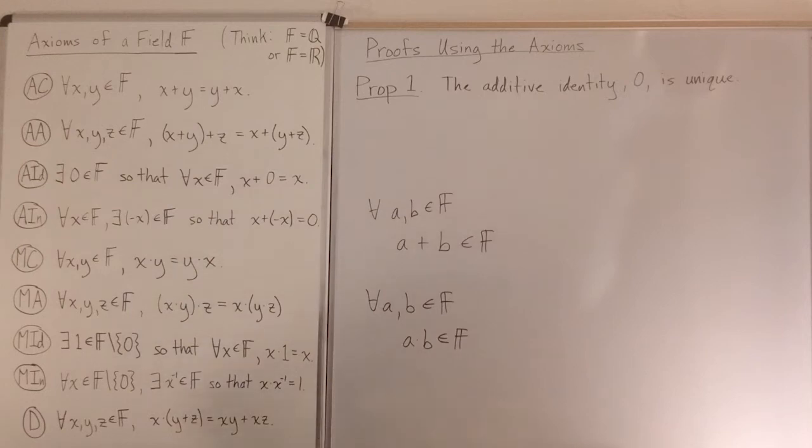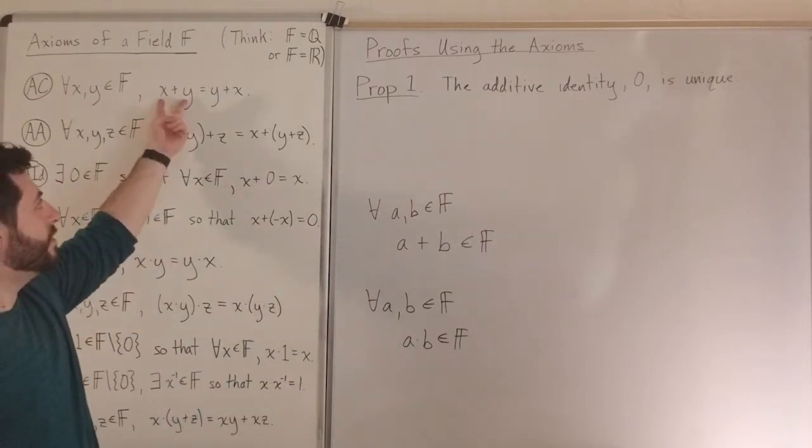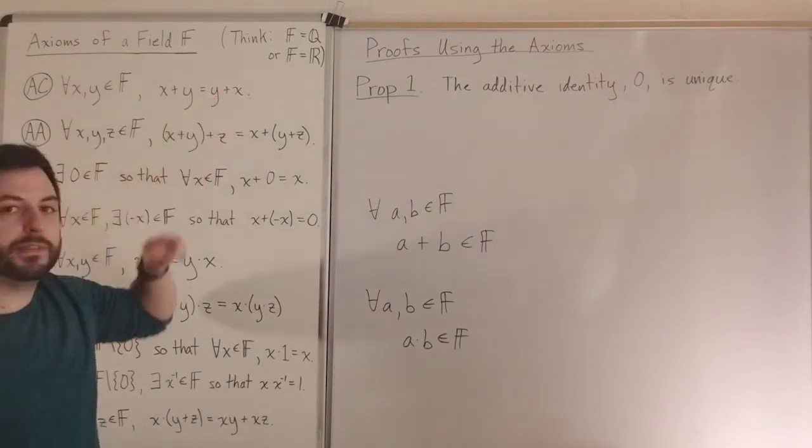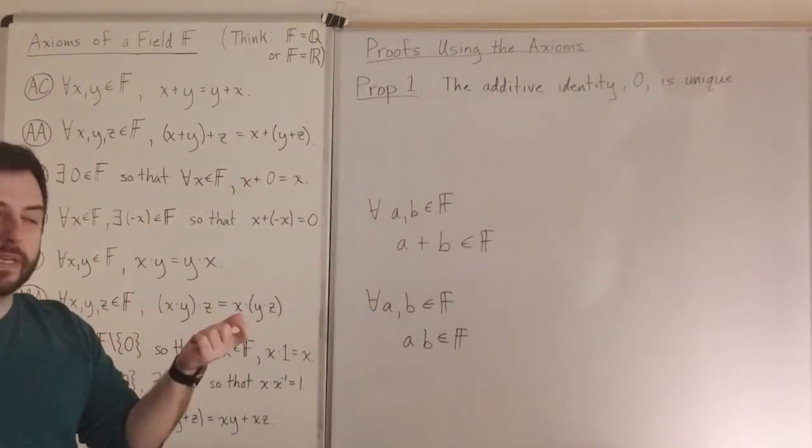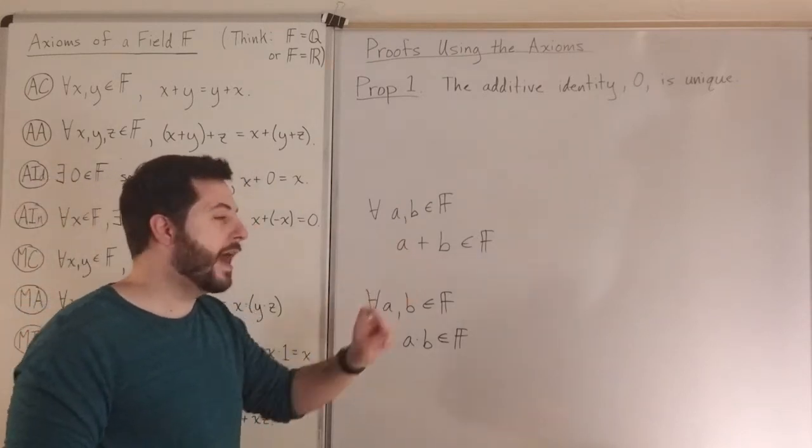So this first statement here, AC, the A stands for addition, similar to the rest of these A's here. There are 4 addition axioms. And the C stands for commutativity. So this first axiom is the commutativity of addition. It states that whenever we have two elements of the field, adding them together in this order is the same thing as adding them together in the opposite order. So addition is commutative. You can switch the place of two elements that are added together.